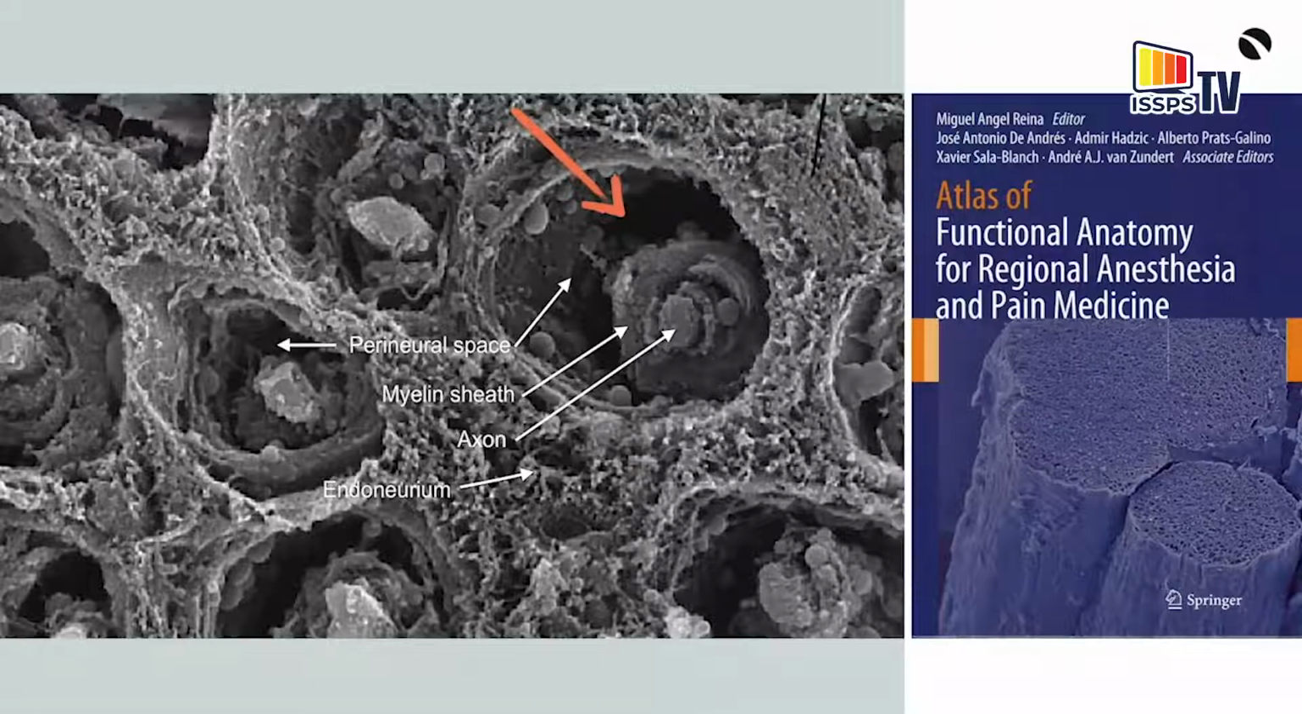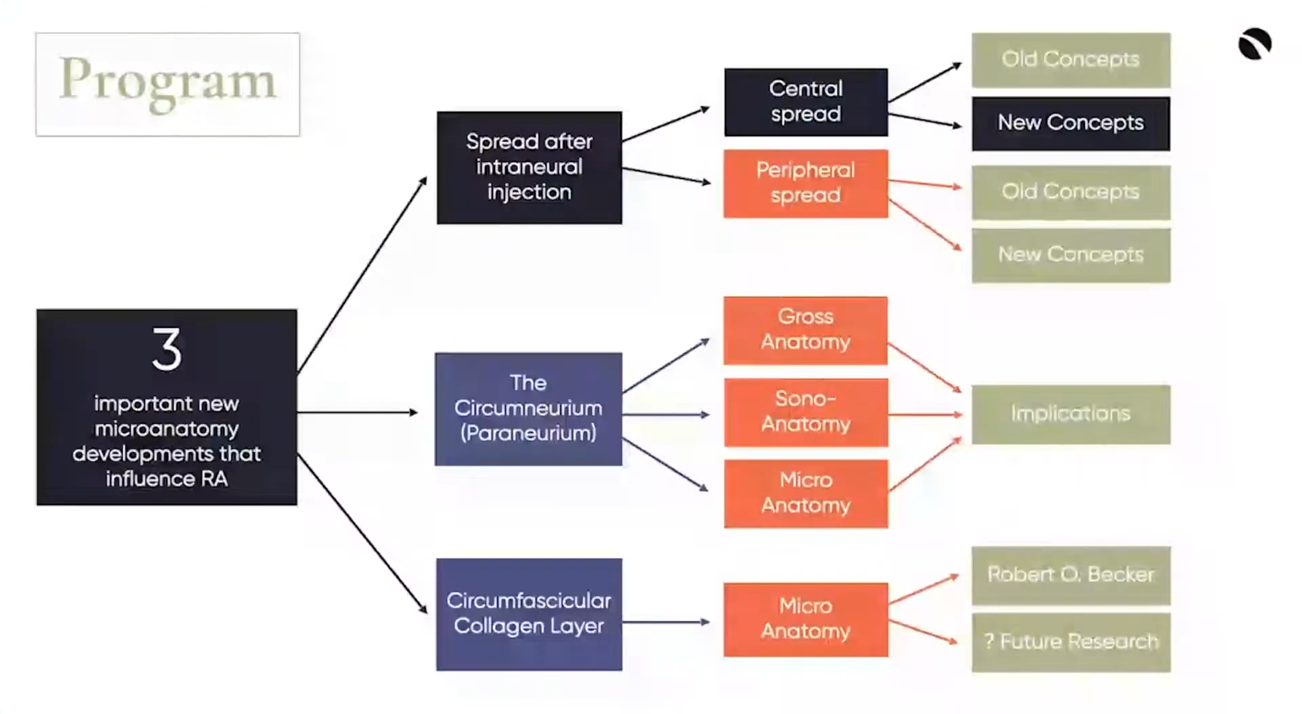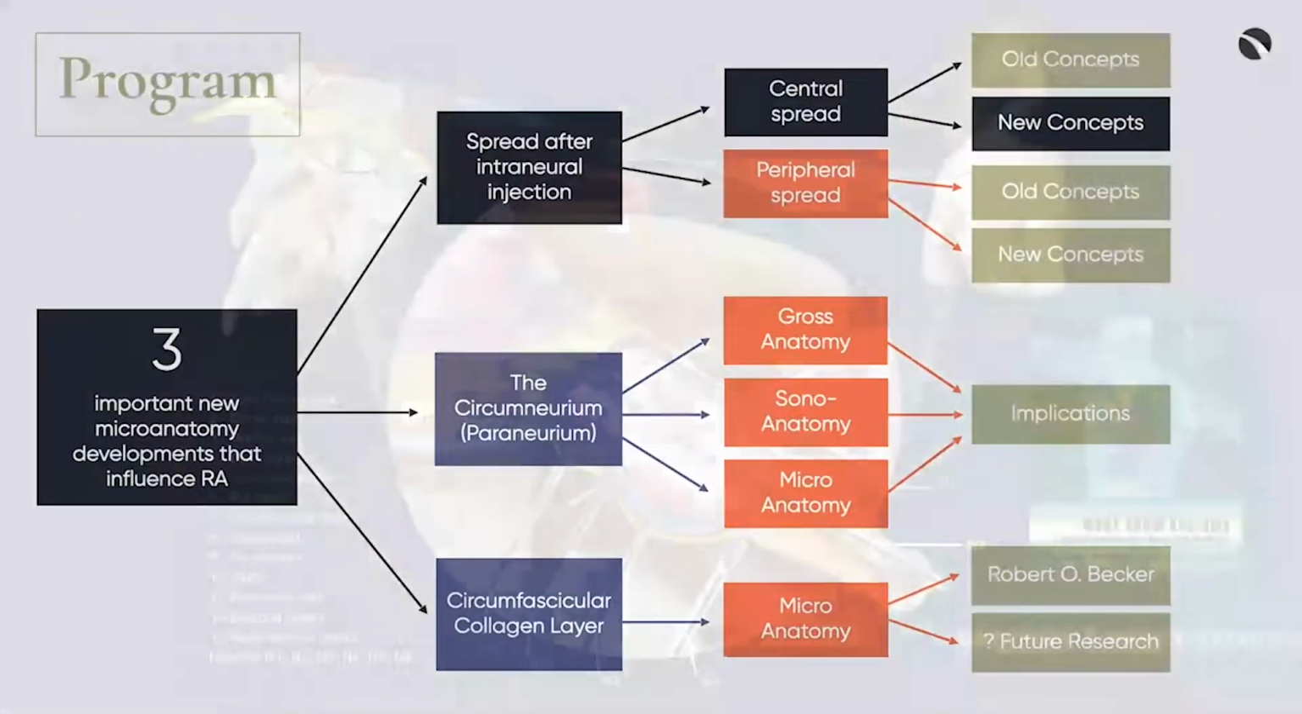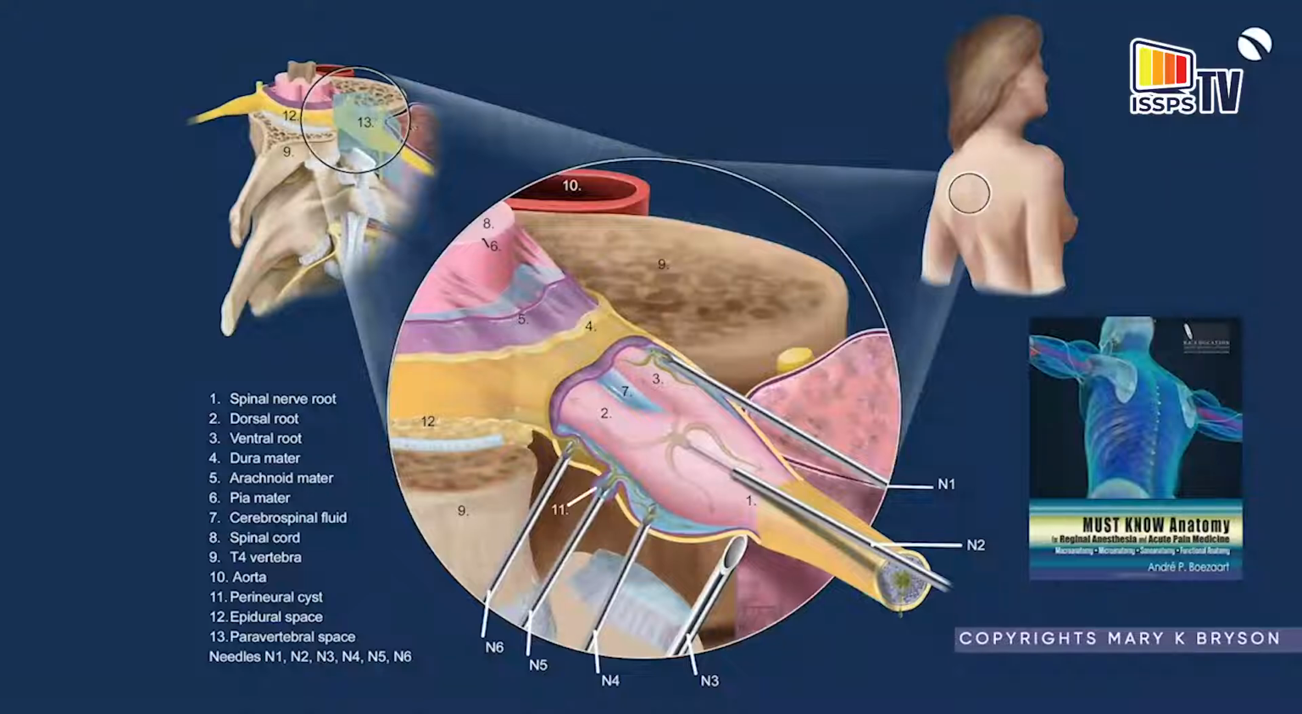What we at the time thought were perineurial spaces could comfortably explain central spread, until Professor Reiner himself demonstrated that these spaces that looked like perineurial spaces were in fact artifacts caused by the preparation of the electron microscopic specimens. Let us now look at some new concepts of central spread. We now know that there are 6 avenues for intraneurally injected fluid to reach the central nervous system.